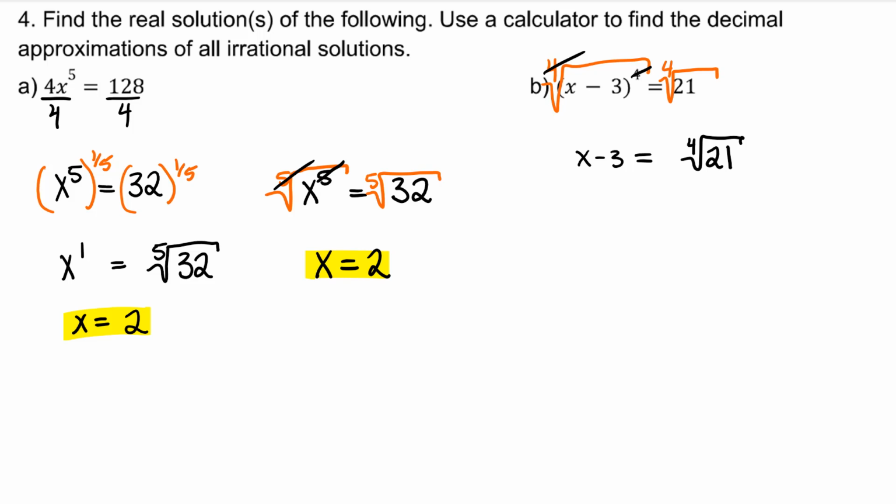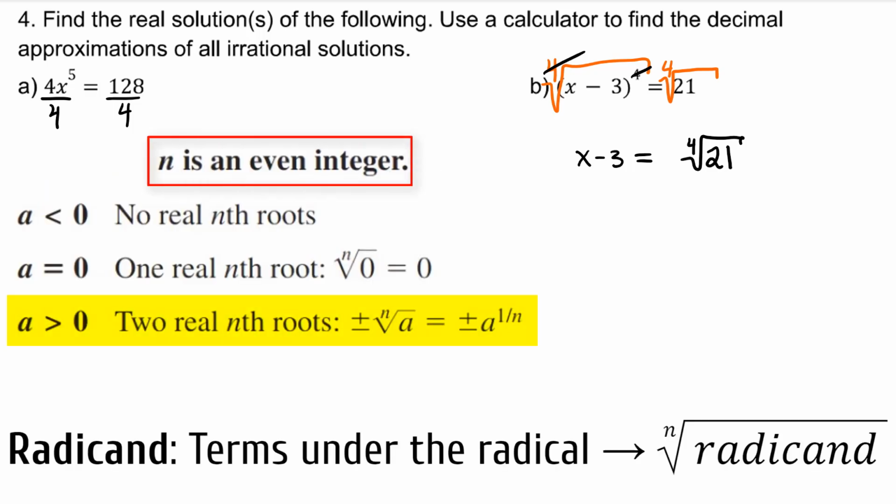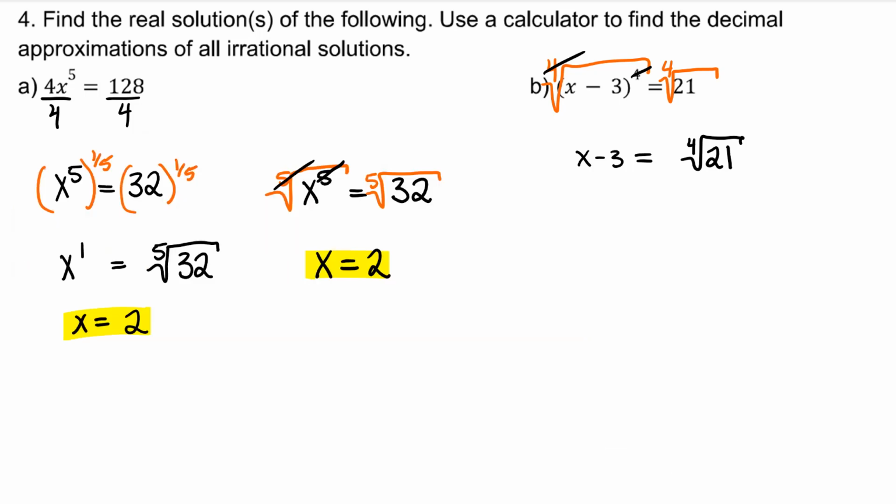But wait a minute, how many roots do I have? My root is even, and my radicand is positive, which means I should have 2 real nth roots, meaning I forgot to put a positive or negative because I have an even root. We would not put positive or negative on an odd root. Now add 3 to both sides and you get your answers. X equals 3 plus or minus fourth root of 21.